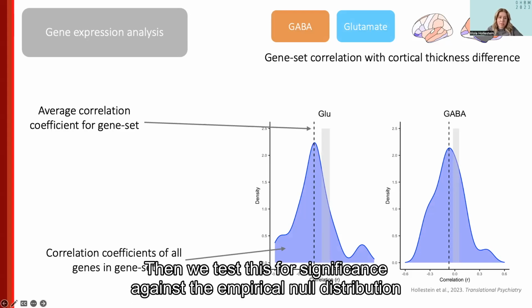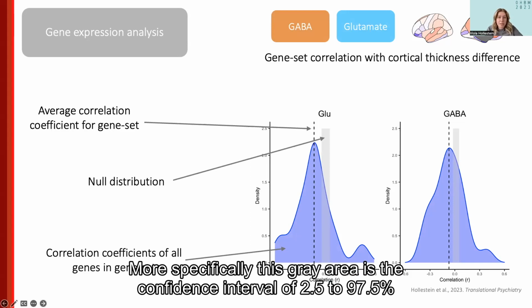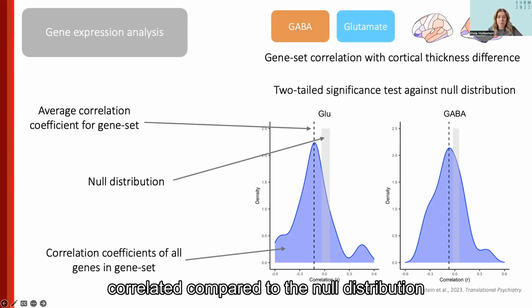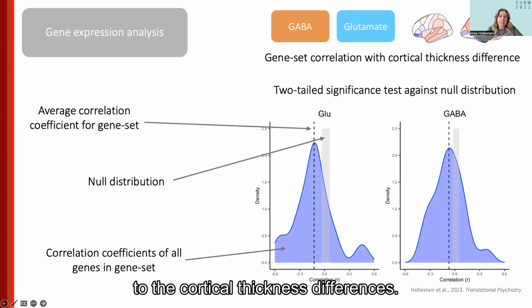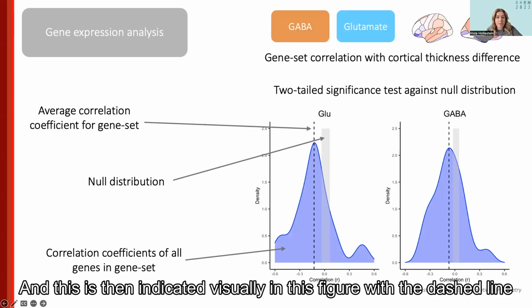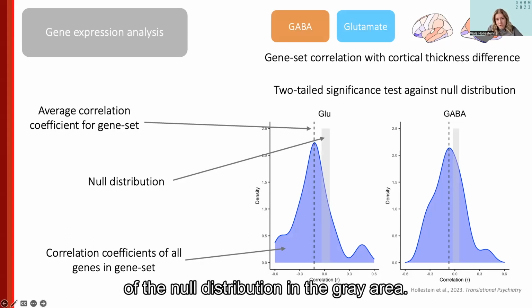Then we test this for significance against the empirical null distribution that we created, and that is the gray area in the figure. More specifically, this gray area is the confidence interval of 2.5 to 97.5%. And we do a two-tailed significance test to see if the gene set is significantly correlated with the cortical thickness differences compared to the null distribution. And that tells us whether it differs from a random set of genes in the genome. And this is then indicated visually in this figure with the dashed line of the gene set average correlation lying outside of the null distribution in the gray area.